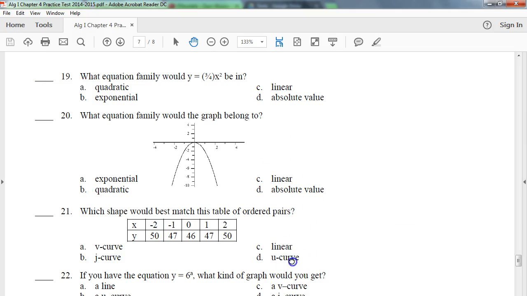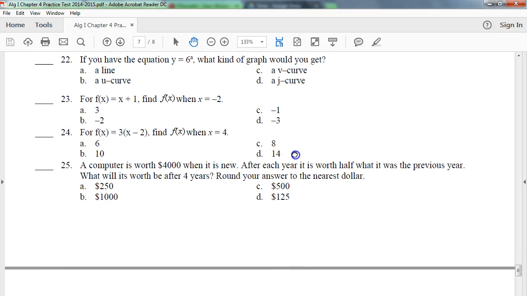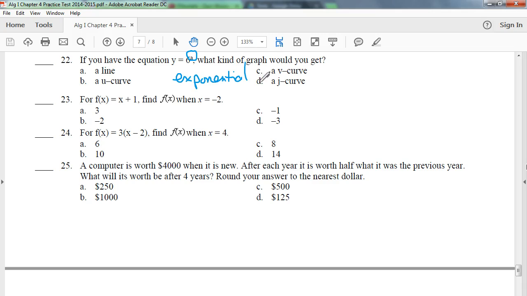Number 22, if you have the equation y equals 6 to the power of a, what kind of graph would you get? And here we have our other variable in the exponent position. That is an exponential, which is a J-curve. That's D. Number 23, for f of x equals x plus 1, find f of x when x equals negative 2. So that means everywhere we see an x, we're going to plug in negative 2. And the answer there is negative 1. That is C.